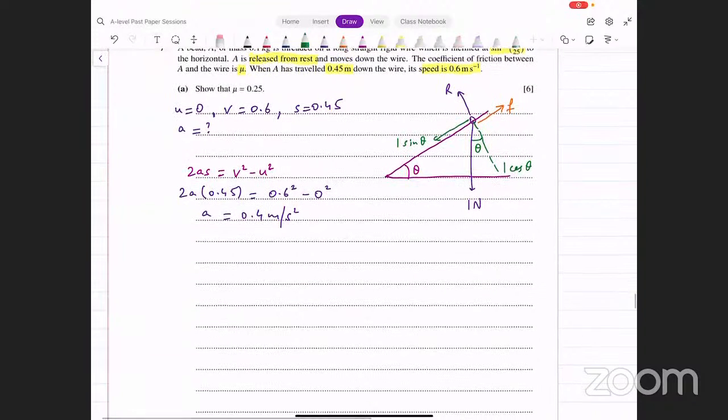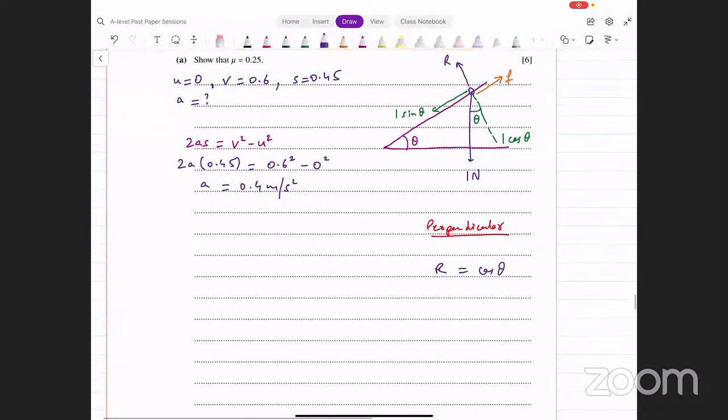What do we do now? We look at forces that are perpendicular to the surface and parallel to the surface. Perpendicular forces तो equal होंगे because आपकी movement तो perpendicular नहीं है. Perpendicular forces are going to be equal. R is going to be equal to cos theta. ठीक है, R और cos theta की value equal हो जाएगी. What about the parallel forces? Parallel अब movement हो रही है, तो वहां पे हमें क्या लगाना पड़ेगा?